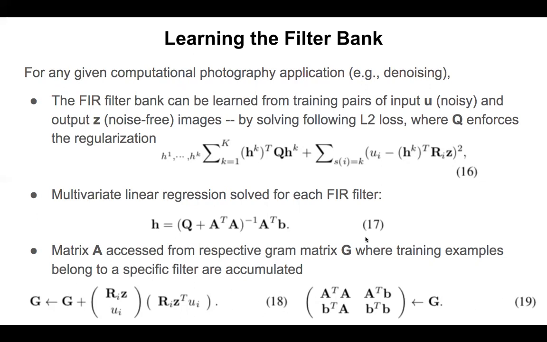Over here, how we are going to accumulate the data: we have our noisy image over here, and sorry, over here Z is our output image and U is our noisy image. So essentially we are going to accumulate these into the gram matrix G, and from the gram matrix we can access each of these matrices, A transpose A and A transpose B, from these accumulated gram matrices. And these gram matrices are going to be independent for each different filter in the filter bank.